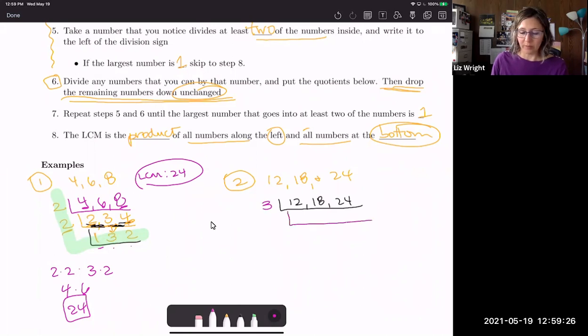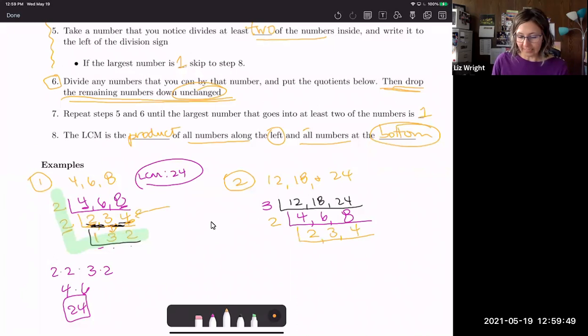So here, 12 divided by 3 is going to give me 4. 18 divided by 3 is going to give me 6. 24 divided by 3 is going to give me 8. The next number I see that will come out of all 3 of them is a 2. So I'm going to take out a 2. So I'm going to get 2, 3, and 4. And look, I'm right back to where I was right here.